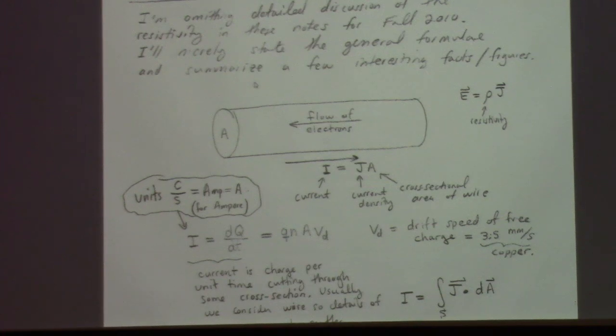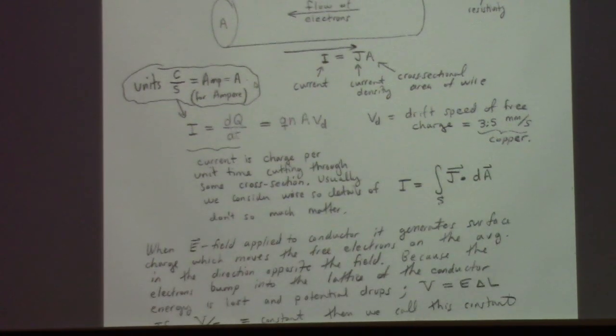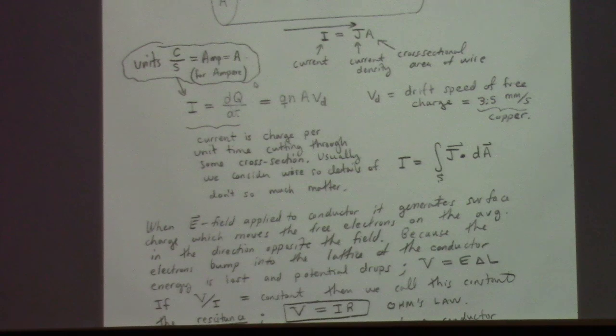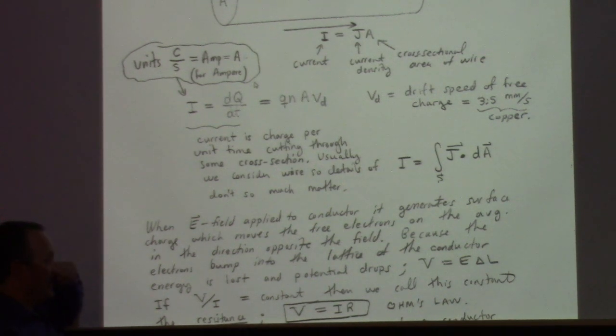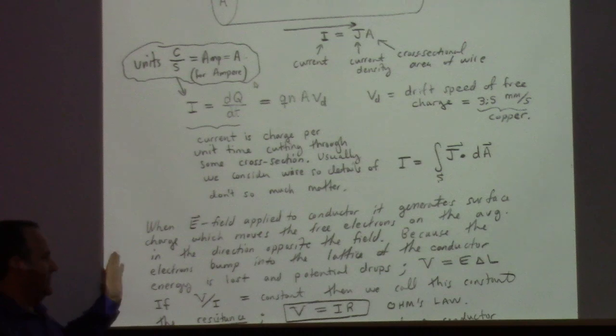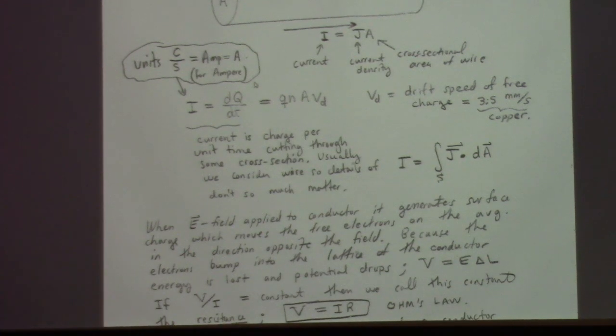And so the drift speed of free charge, for example, is about 3.5 millimeters per second in copper. So what happens is that when the electric field is applied to the conductor, it generates surface charge which moves the free electrons in the average direction opposite the field. And because, like I was telling you, the electrons bump into the lattice of the conductor, energy is lost.